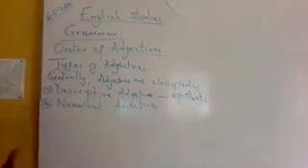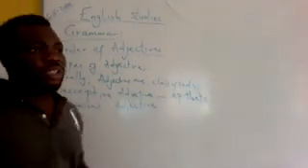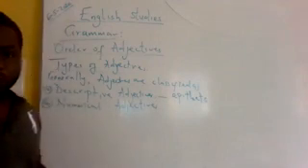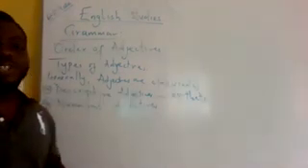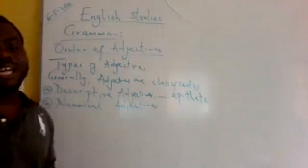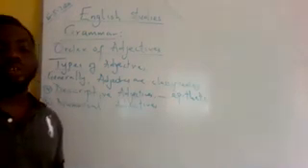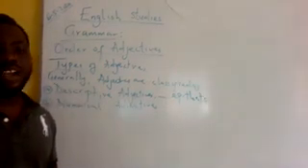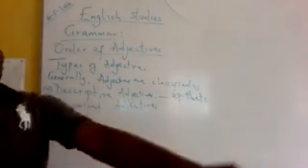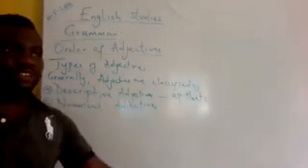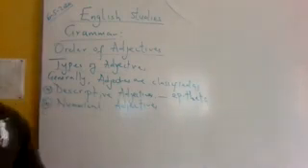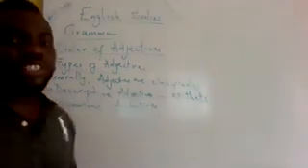Description. Like for instance, if I were to say, oh, that lady is beautiful. What am I saying? I'm trying to describe how that lady looks. Or, oh, that car is red, or the car in red. Are you getting? I'm trying to describe the kind of what? Car. So that's where description comes in.